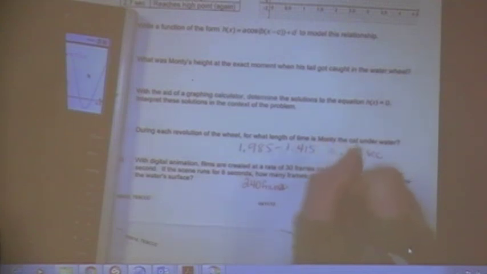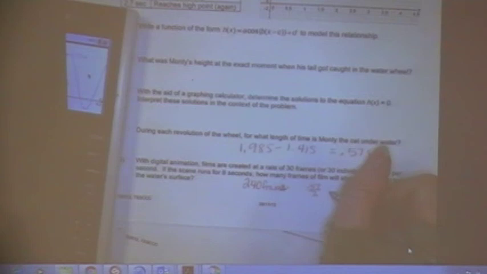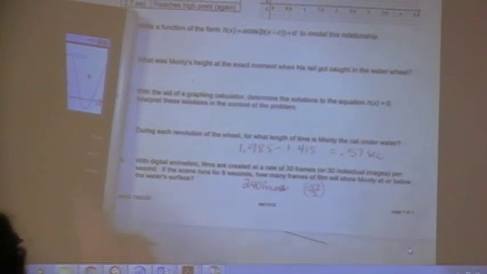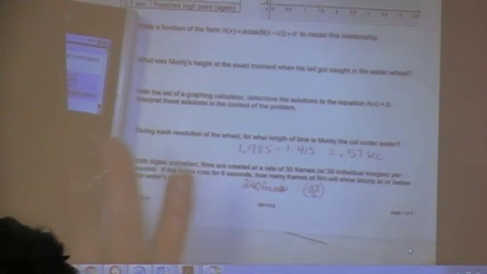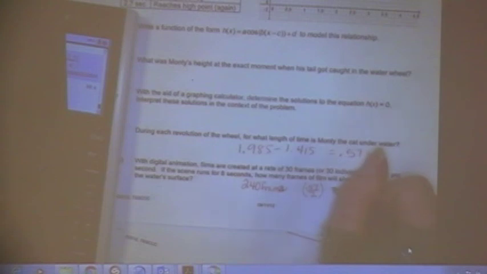I also know that currently, how much time does Monty spend under the water? 0.57 seconds for every 2 seconds. So it's really 0.57 divided by 2 to figure out how long he would be under there for one second, right? And then if I just multiply that, I got 68.4, but you can't have a fourth of a frame, or four-tenths of a frame.